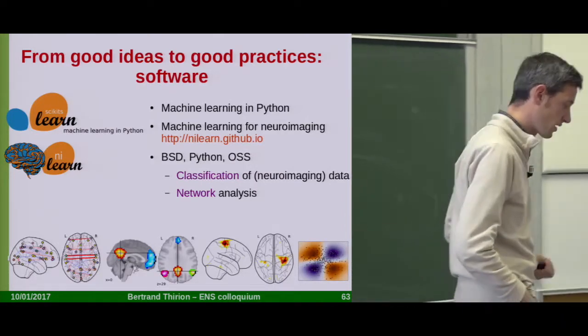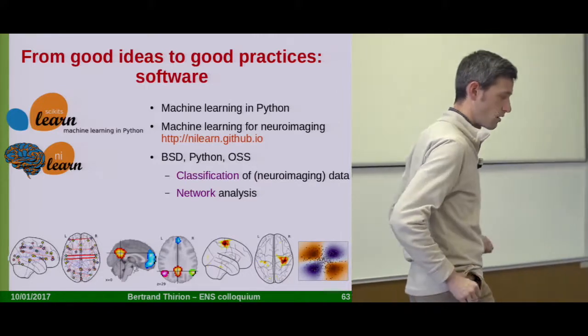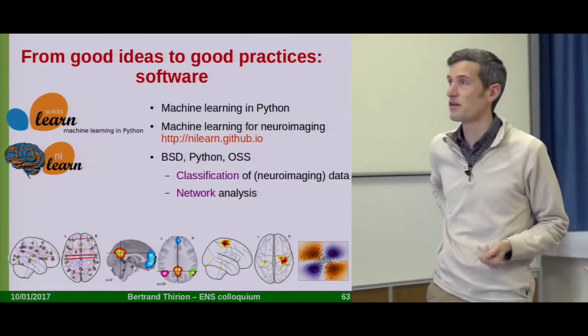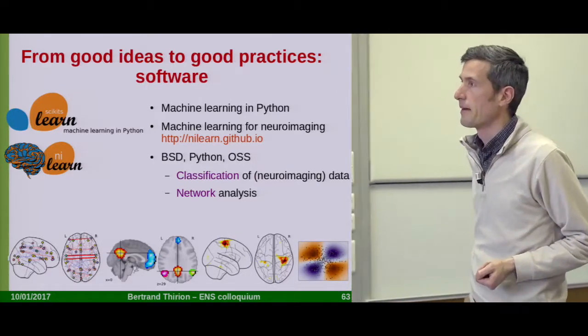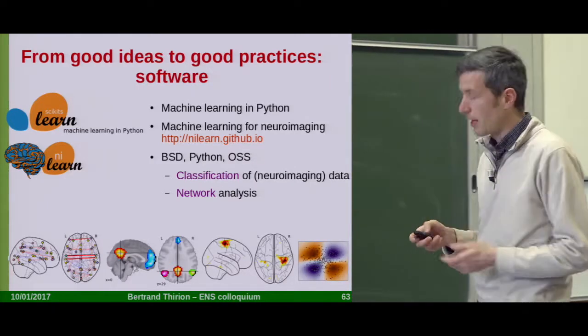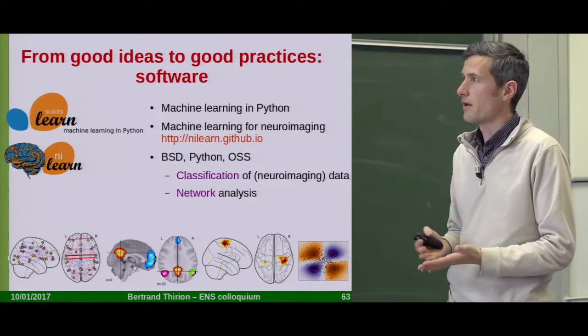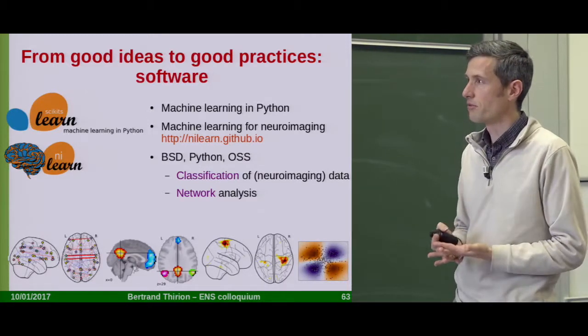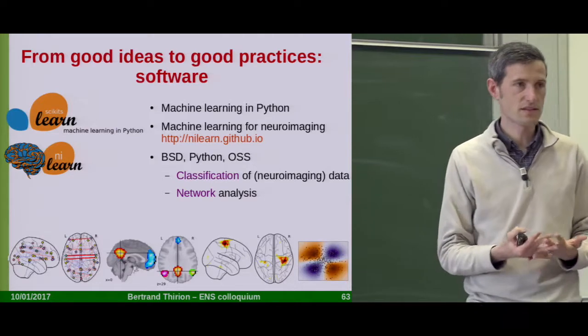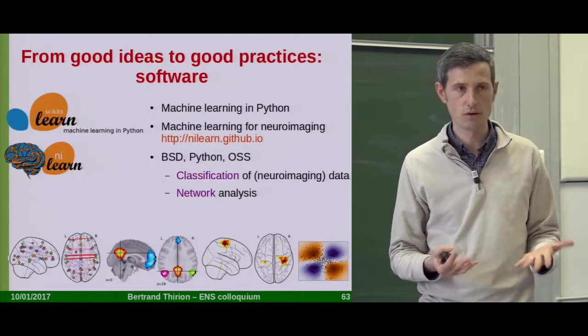We have launched the scikit-learn library, which is a machine learning library in Python, which is now very popular. And we have also launched a library called NiLearn to do this machine learning task on brain images. Cognitive neuroscientists don't master these tools well. They are complicated to use.